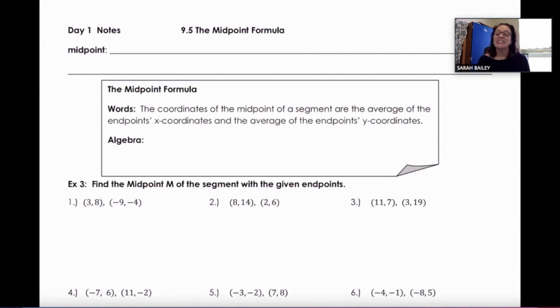Hey everybody, today's lesson is on the midpoint formula. So first, let's talk about what is a midpoint.